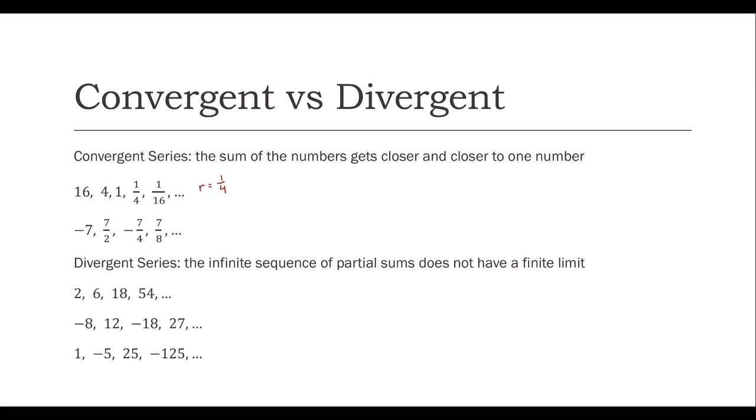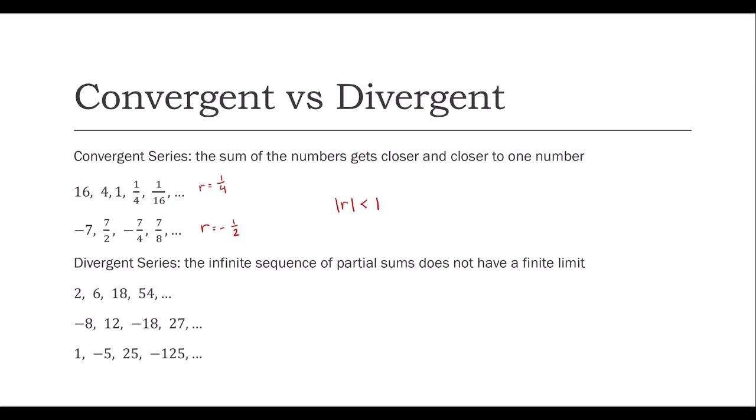This second one here is -7, 7/2, -7/4, 7/8. So your rate is -1/2, and the numbers are also getting closer and closer to 0, this time coming from both the negative and positive sides. So for a convergent series, the absolute value of your rate is going to be less than 1.